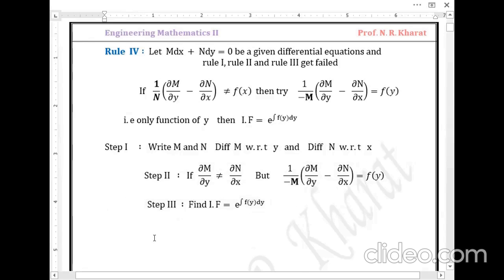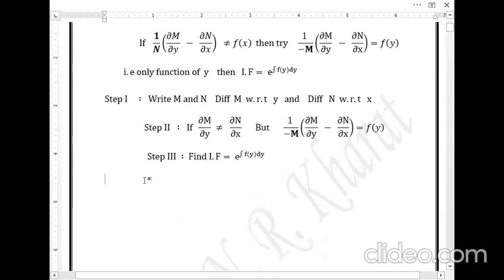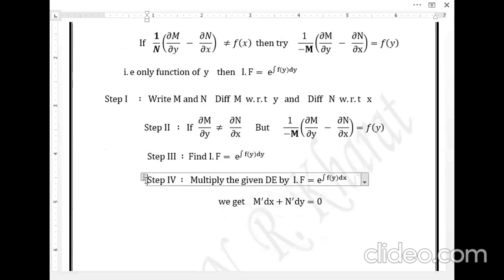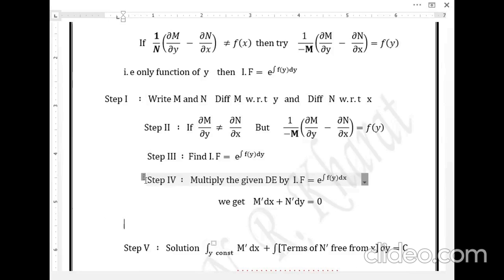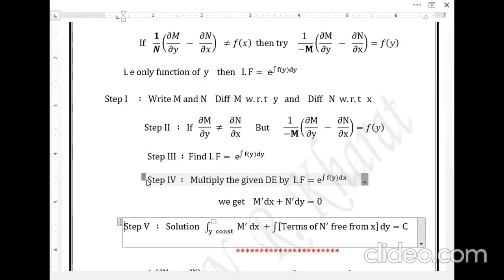We get the integrating factor. And lastly, we have to multiply the given differential equation by the integrating factor. We get the new equation, and this new equation is 100% exact. So we can find its general solution by using the formula. Again, we use this formula several times. In this way, we can find the solution of a non-exact differential equation by using rule number 3 or rule number 4 according to the conditions.